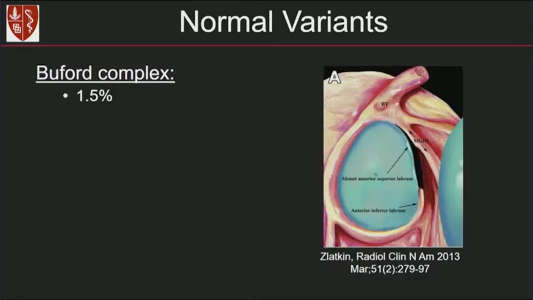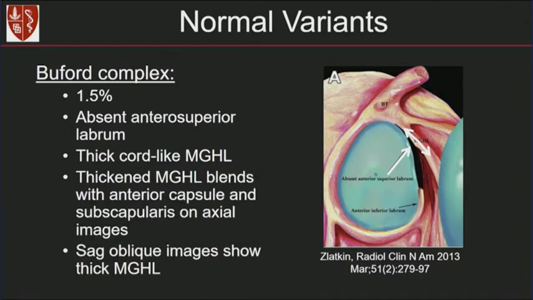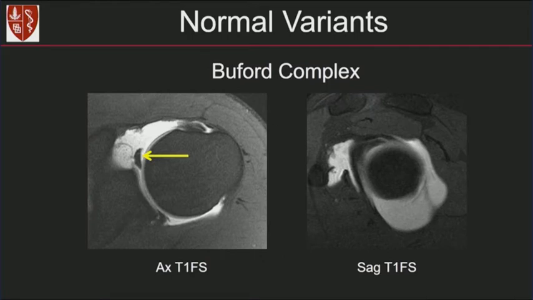The Buford complex occurs less commonly. It represents an absent anterosuperior labrum and a thick cord-like MGHL. Remember, the MGHL blends with the anterior capsule and subscapularis, so it helps you diagnose this normal variant. Here are our axial and sagittal MR arthrogram images. The axial image shows a nice thick MGHL. Notice the absent anterosuperior labrum. On the sagittal image, you see this nice thick MGHL. This is the Buford complex.